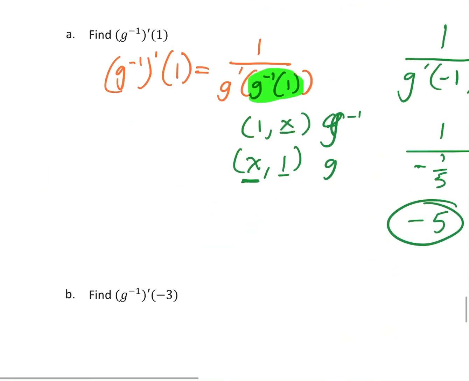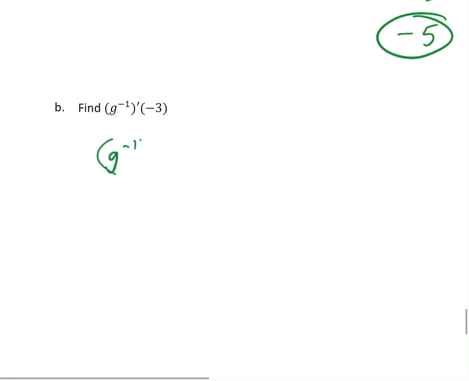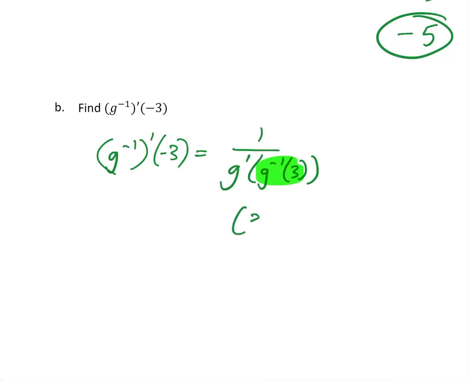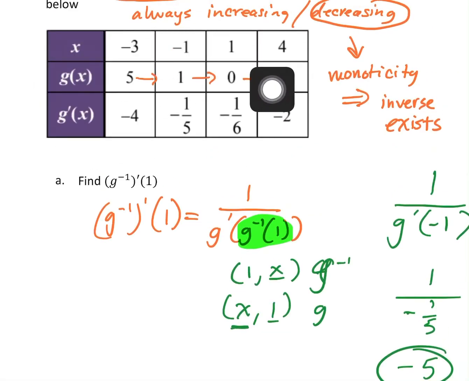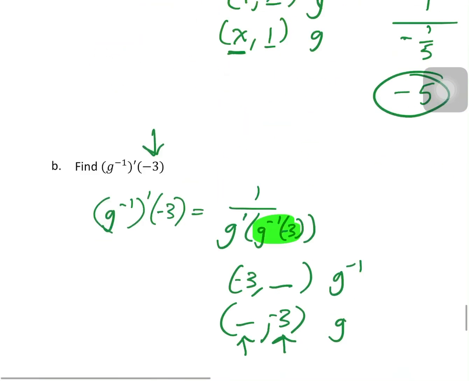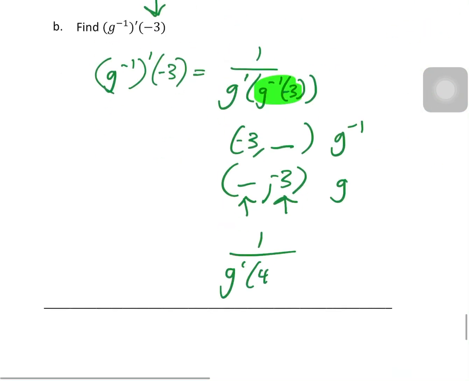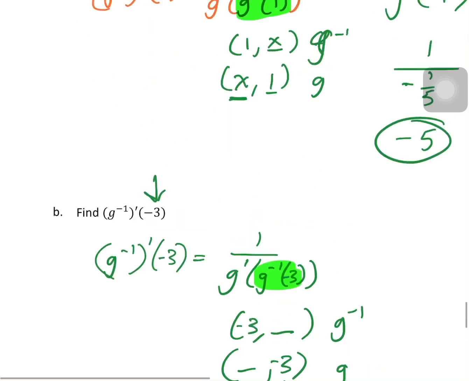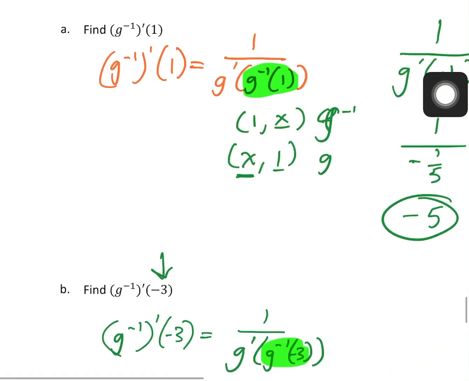If I want g inverse prime of negative 3, I do 1 over g prime of g inverse of negative 3. And again, I'm asking myself, what value of x would get me negative 3 as the output? Well, actually, negative 3. I can't read. I keep doing that. I did that the first time I did this problem. What value of x gets negative 3 for g? And it's 4. So 1 over g prime of 4, 1 over negative 2. G prime of 4 is negative 2.